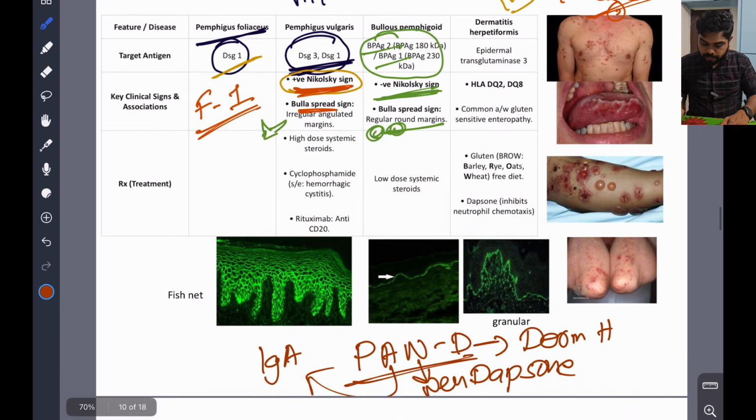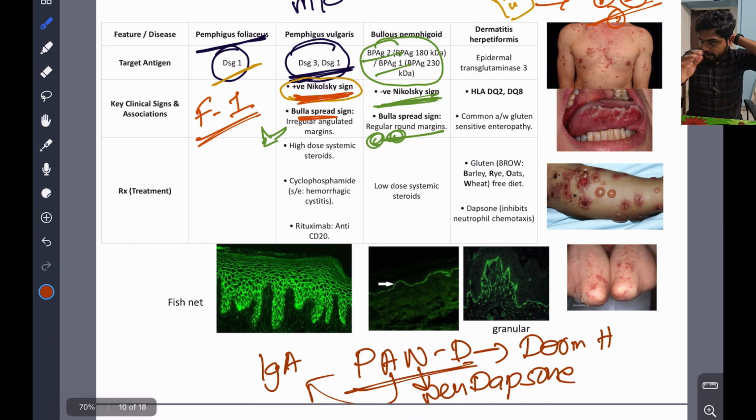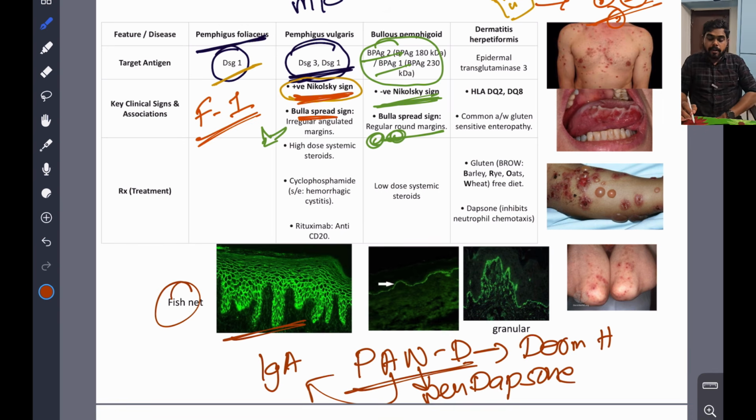Okay, clear. Now we have already seen something in the immunofluorescence. Pemphigus vulgaris has a fishnet appearance. Bullous pemphigoid has linear, and dermatitis herpetiformis has granular. So this is also very important.